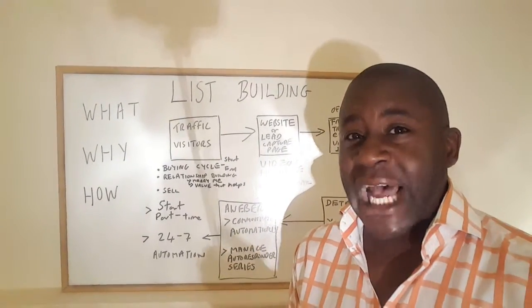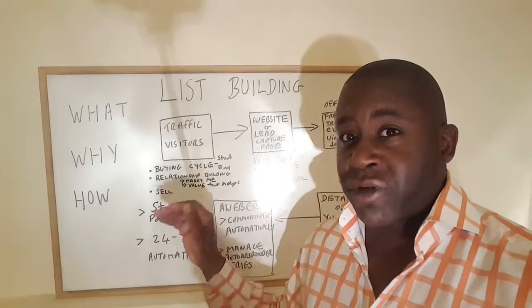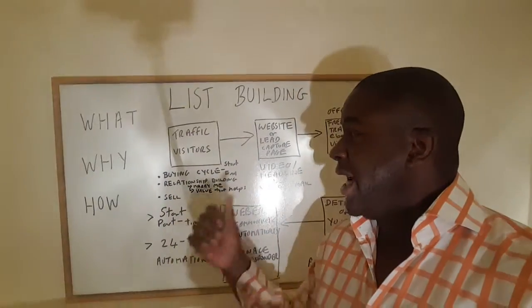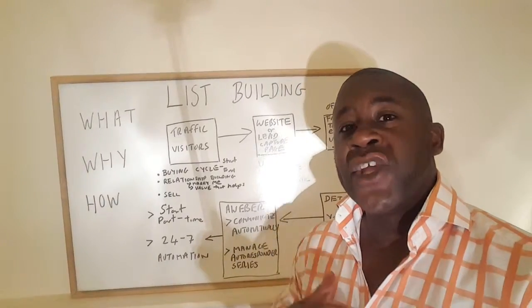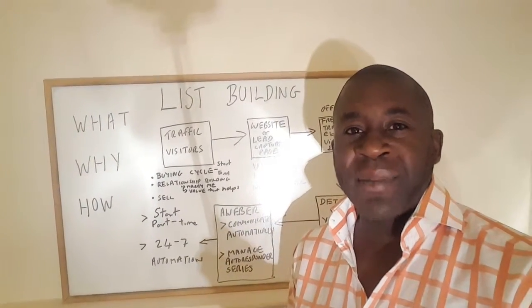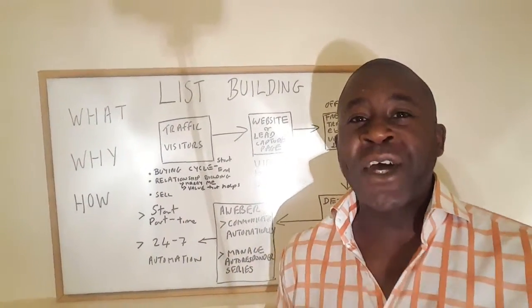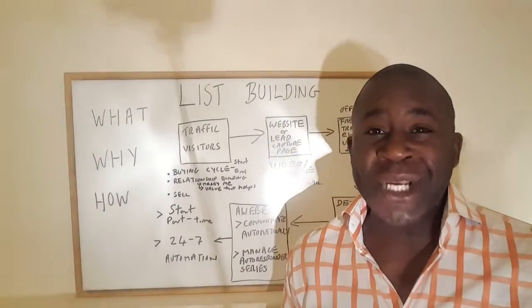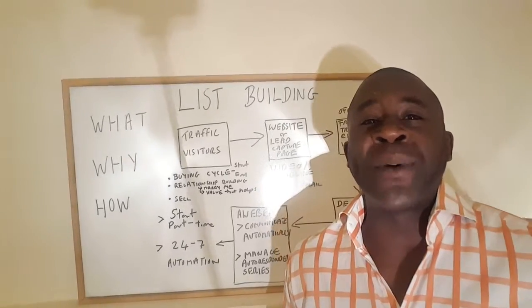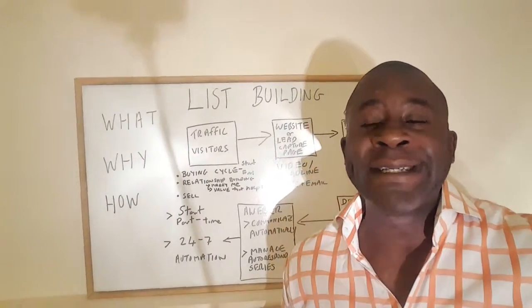So understanding the buyer cycle is absolutely crucial, maintaining that. The second reason you need a list is you need to build a relationship. People only buy from those who they know, who they like, and who they trust. It's just human nature.